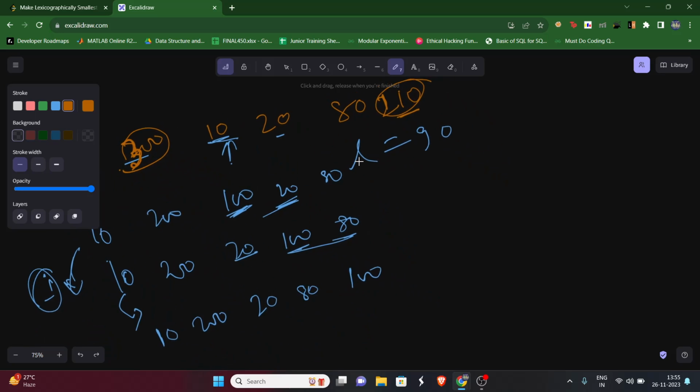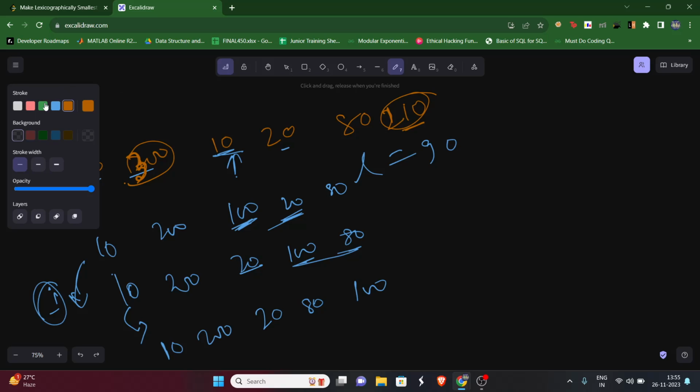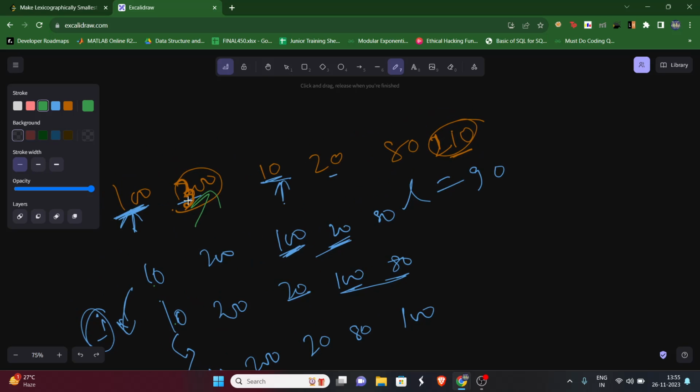Now if you see, can we use the newer elements with our existing ones, the ones we have used right now? No. So with our old elements like 100 or 10 or 20 or 80, we cannot choose either 300 or 210. Why? Because the difference will be greater than 90.